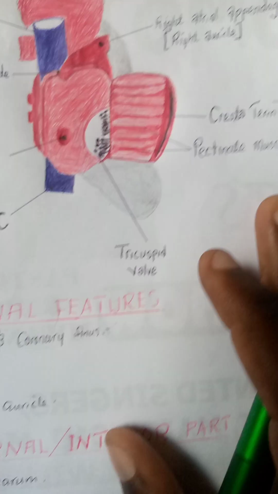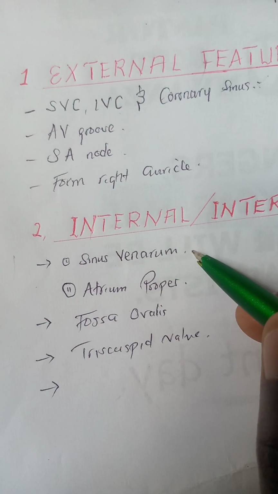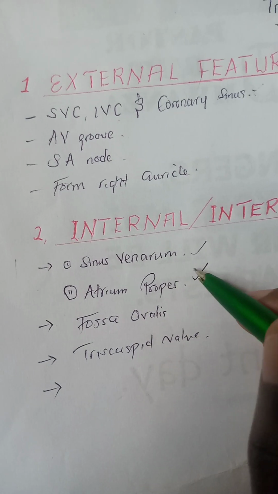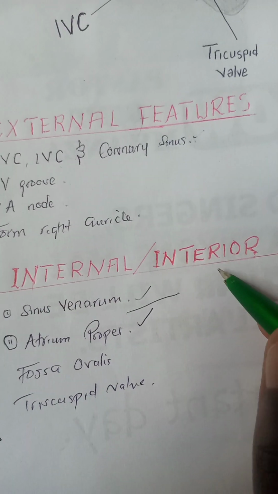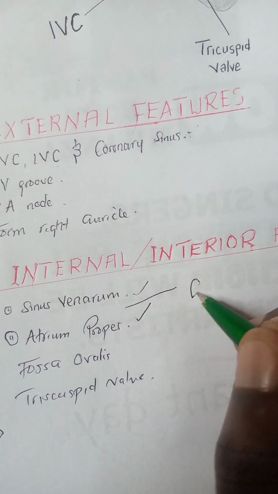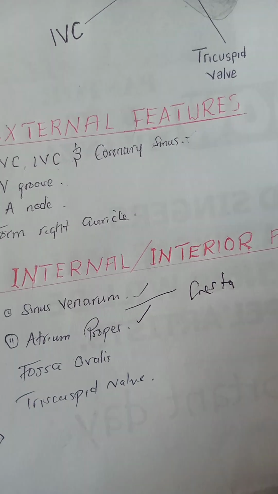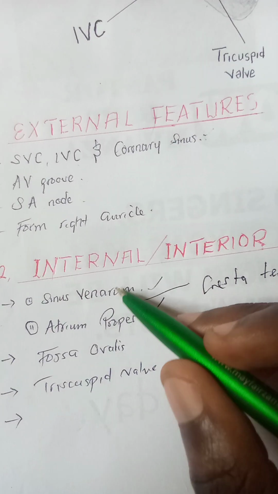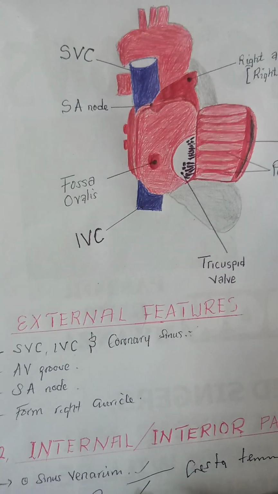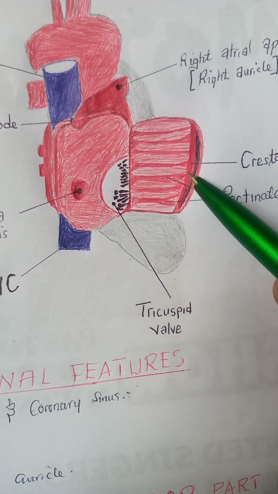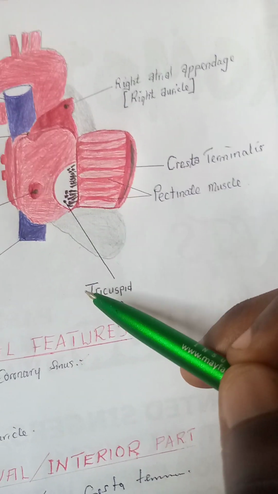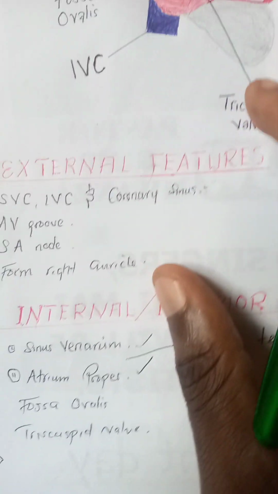Okay, so we go to the second point. So we have covered the sinus venarum and the atrium proper. These two are divided by the crista terminalis. So the crista terminalis is the one which divides this part and this part. You have appreciated it here, it is here. And this part is divided into the posterior and the anterior part.